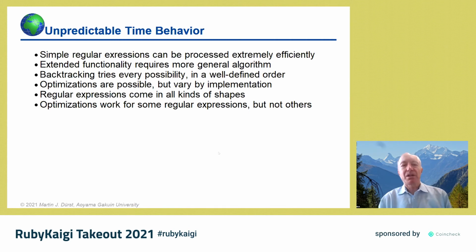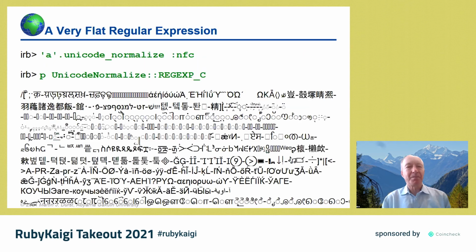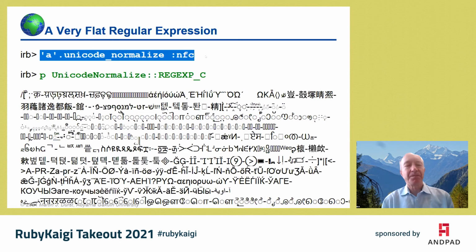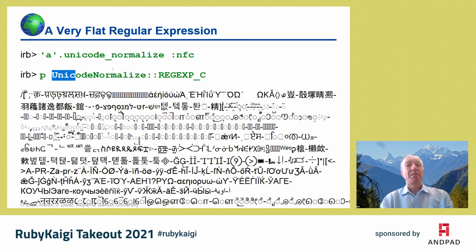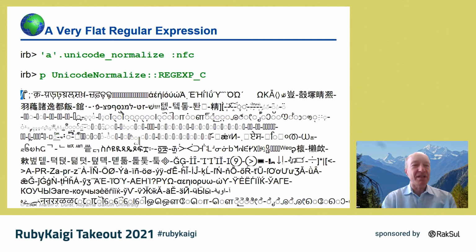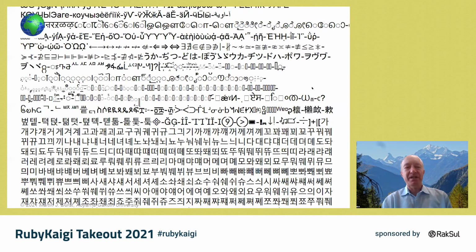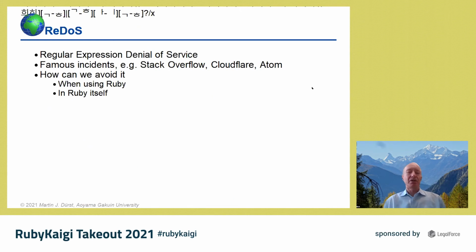And let's just show you an example. You can look at that example at home. In IRB, if you type this, a string .unicode_normalize NFC, and then you print out this regular expression, then you see it starts with a slash, so it is actually a regular expression. And then depending on what fonts you have available, you'll see more or less of all this stuff here. And it's quite long, and it's long and flat. Whereas other regular expressions can go very deep for a very long string. This one is for very short strings.